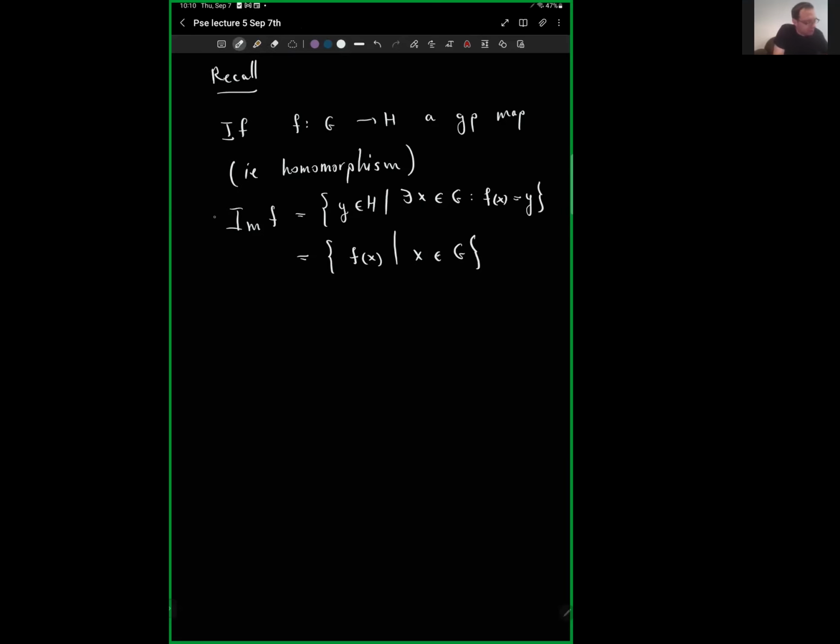And the kernel, so of course, the image of F is a subset of H, and we saw last time that it is in fact a subgroup of H. And kind of dually, the kernel of F is the set of all X in G such that F of X is equal to E. And here, of course, I suppress the index of E by the group because it should be understood from the context that E is the neutral element of H. And of course, the kernel of F is a subset of G, and we saw, in fact, that it is a subgroup.